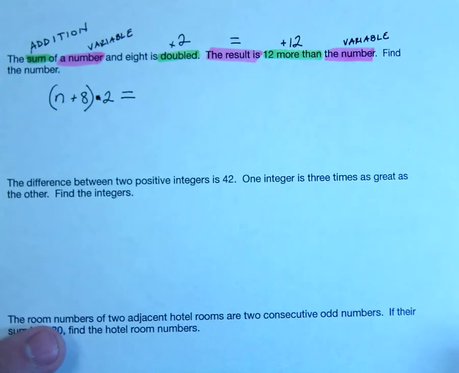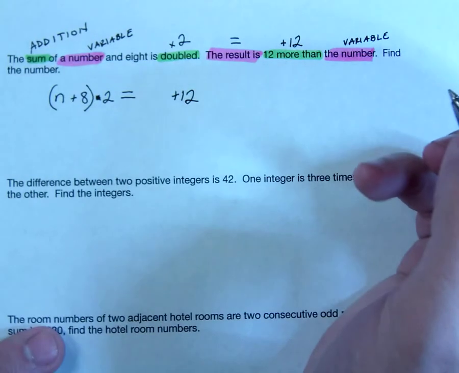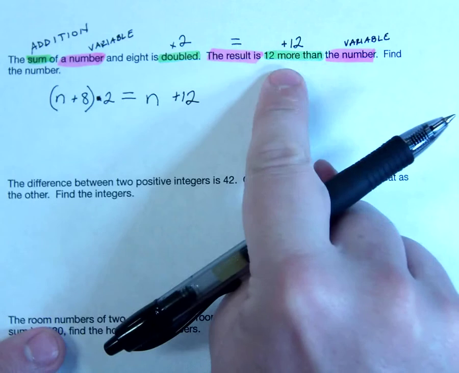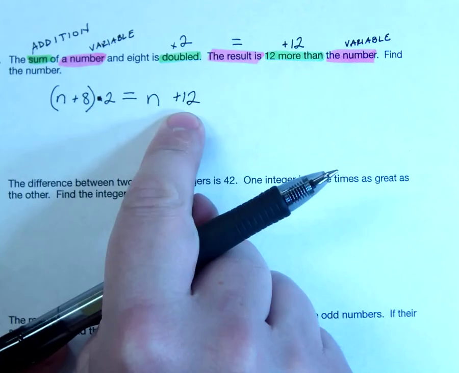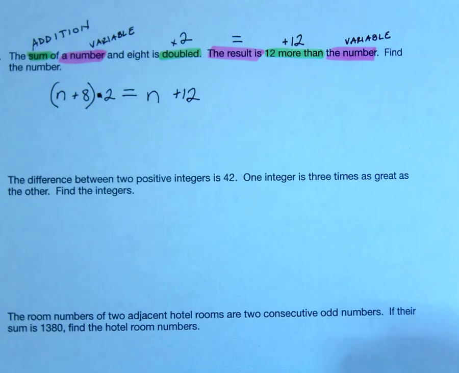12 more than means plus 12. So it'd be X plus 12 is okay, but we used n, so it'll be n plus 12. This is 12 more than the number. Now what we're actually asked to do is find the number.